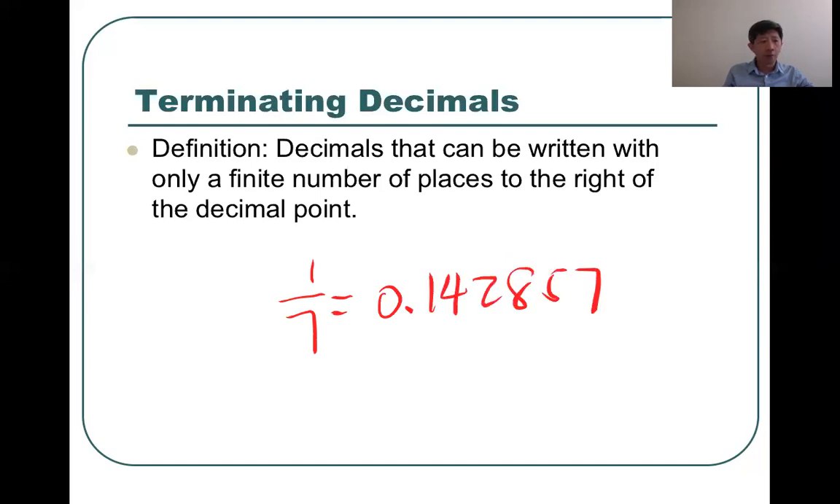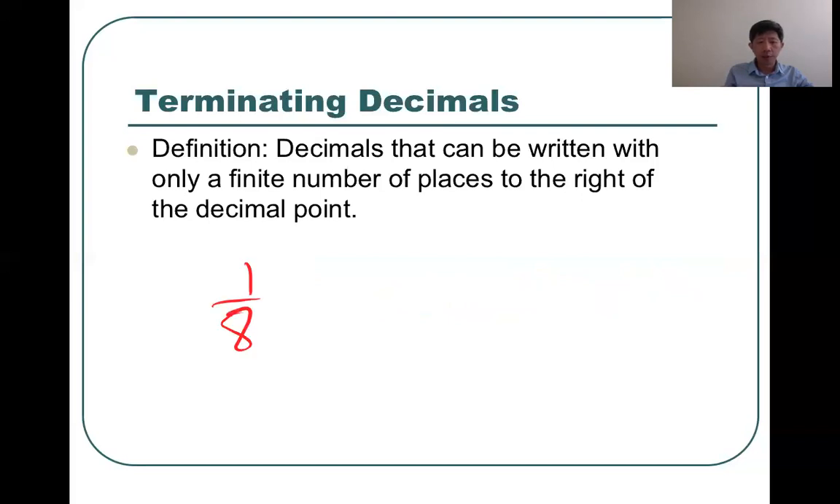1/7, which is 0.142857, 142857, and so on. Yes or no? Terminating? No, this is not. How about 1/8, which is 0.125? Yes. All right. What about 1/9? Terminating decimal, yes or no? No, this is a no. 1/10, terminating decimal, 0.1. Yes, this is yes. All right, so now we have so many examples, showing terminating and not terminating, okay?